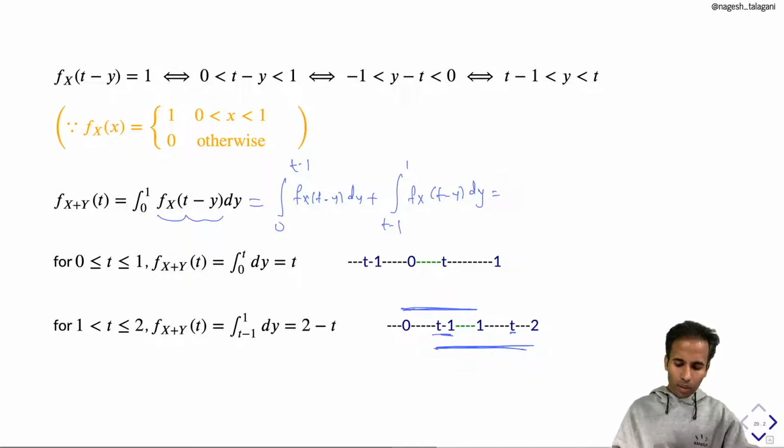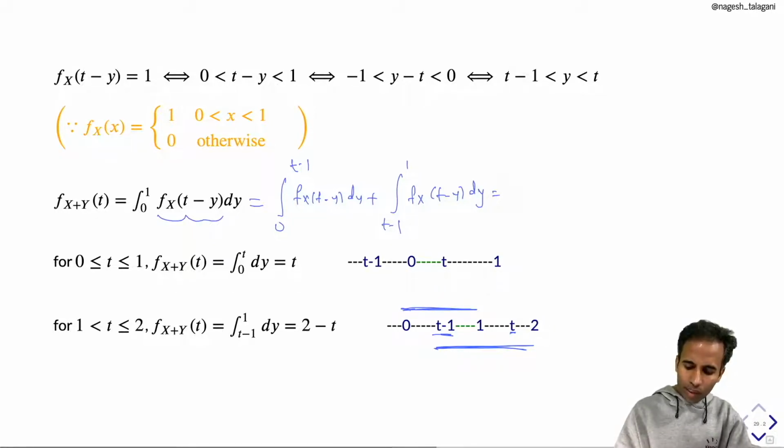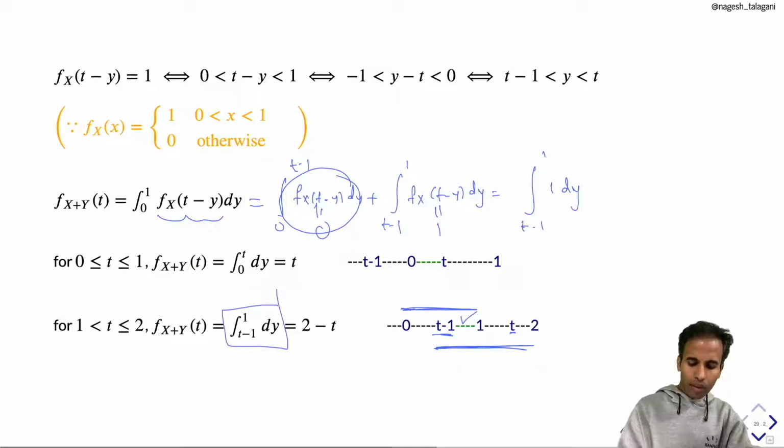Now as you can see, in this green portion, t − 1 to 1, the integrand value is 1. In this black portion, 0 to t − 1, the integrand value will be 0. So this integral will be 0 and this will be the integral from t − 1 to 1 of dy. That's why we end up integrating from t − 1 to 1 of dy, which will be equal to 2 − t. So for 1 < t ≤ 2, f_{X+Y}(t) = 2 − t.